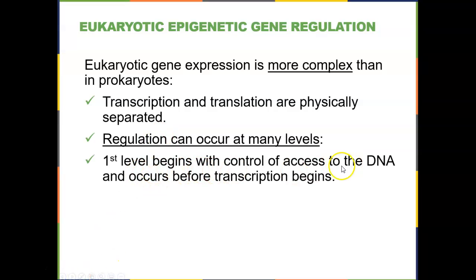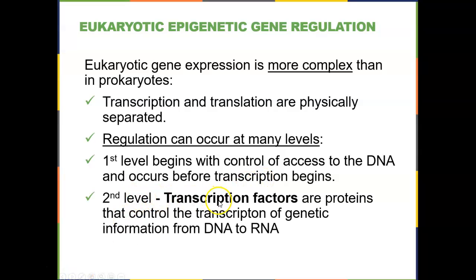The first level is who gets access to the DNA. That will affect how transcription starts and gets going. The second level is also transcription factors. So these are proteins that control the starting of the reading of the DNA to make RNA. And thirdly, we're going to look at the RNA splicing. So these are all things that can affect transcription in eukaryotic cells.